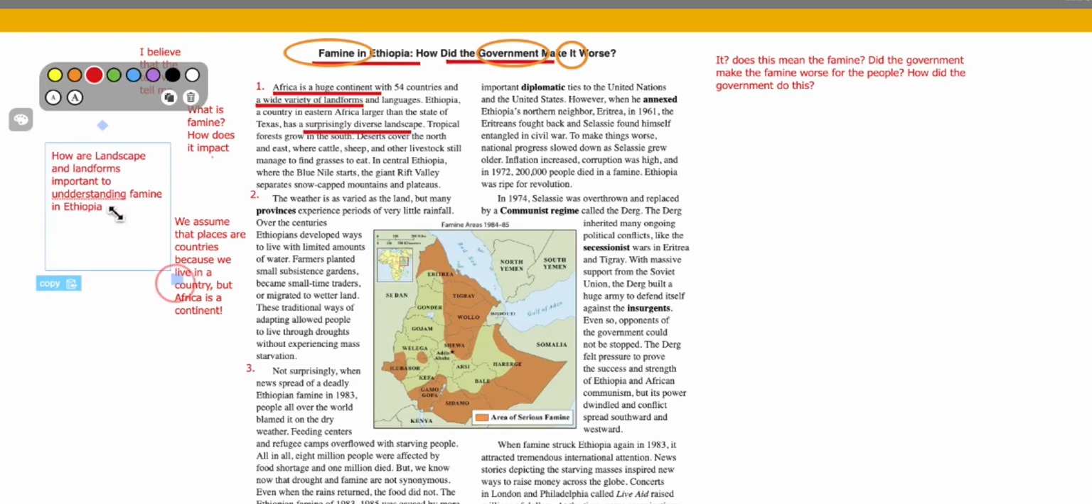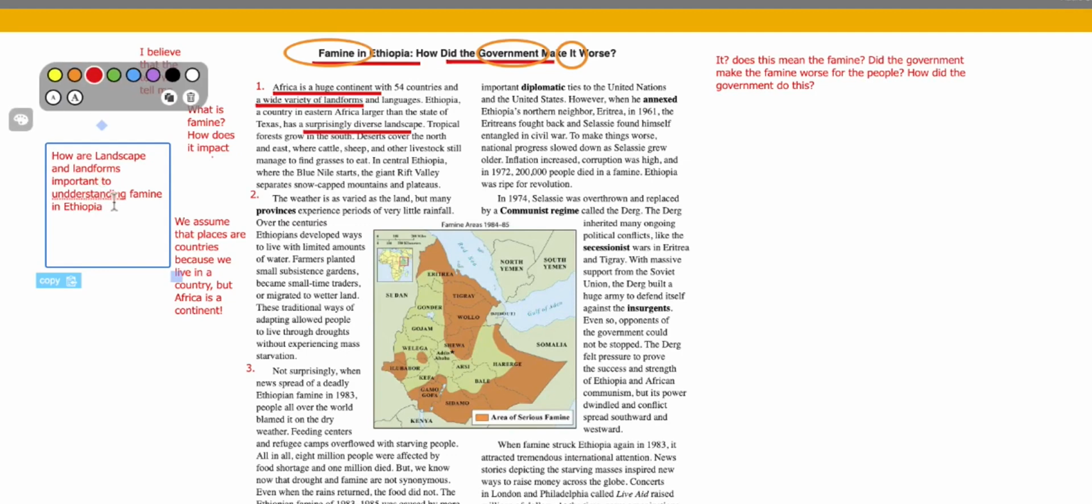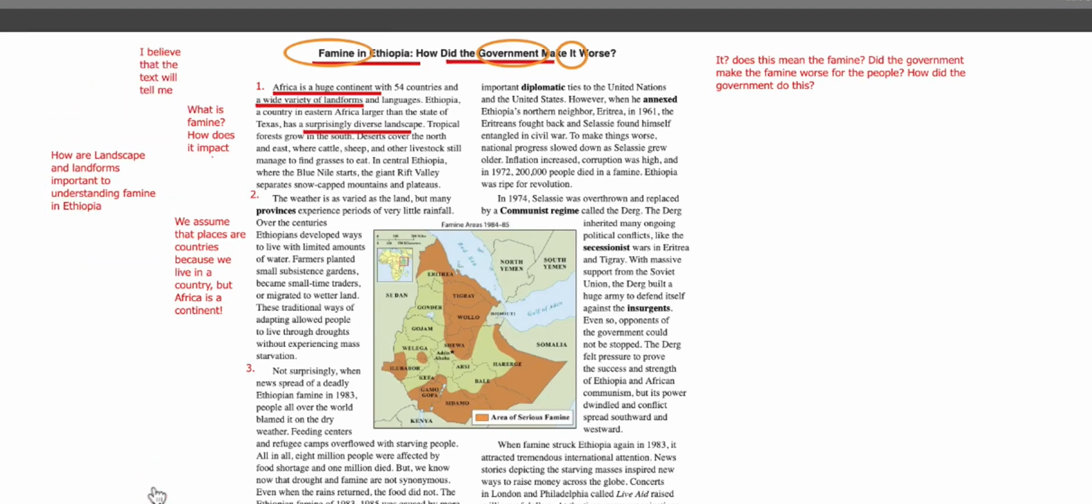All right. Now it's not really that important to have everything spelled exactly right, or to have complete sentences when you're annotating. What's most important is capturing your thinking and to monitor how you are thinking as you annotate text. Okay, so let's go on.